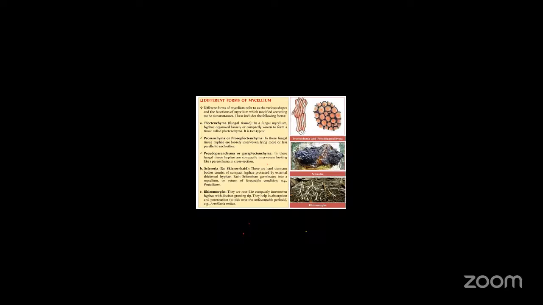Another one, the third form, is the rhizomorphs. Rhizomorphs means root-like, compactly interwoven hyphae with distinct growing tips, which help in the absorption and penetration of the substratum. You can see in the third diagram that the rhizomorph absorbs nutrition and penetrates into the substratum. That is the rhizomorphs.